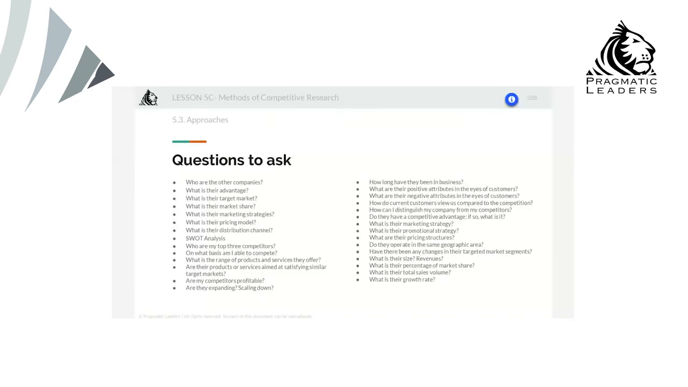There are a bunch of questions that you can ask to understand your competition. So for example, you can do a deep dive into what the pricing model is like, a strengths, weaknesses, opportunities, threats (SWOT) analysis, or who they are competing with, what their market share is. All of that holds true.